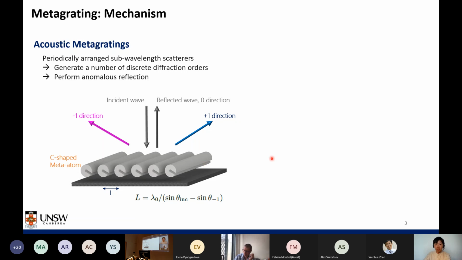It will generate a number of discrete diffraction orders. The number of diffraction orders and the corresponding diffraction angles are both determined by the period of the grating, which is indicated by the L here, and also the operating frequency, according to this equation. In our recently published paper, we demonstrate that by carefully choosing the meta-atom geometry and their orientation, all energy in principle can be diffracted into a single diffraction order, resulting in anomalous reflection.